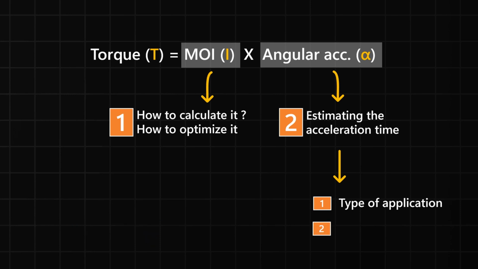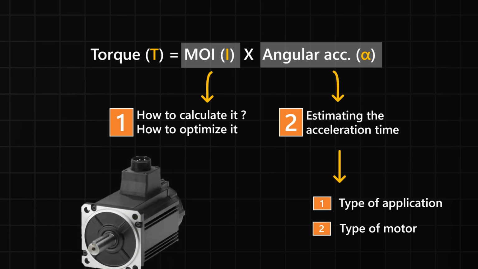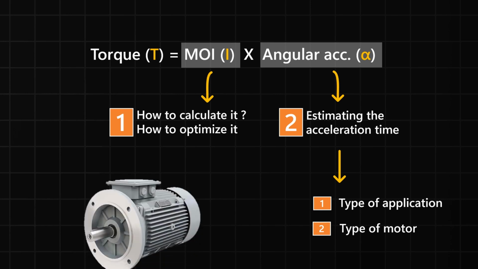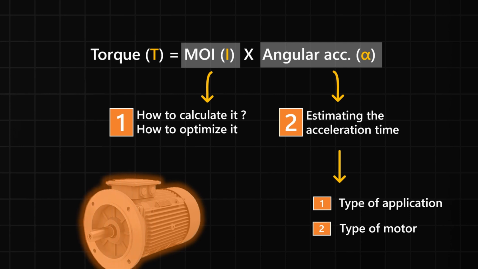And the second is the type of motor. For example, a servo motor can accelerate much faster, whereas for an induction motor, too long a startup time can lead to stalling or overheating.